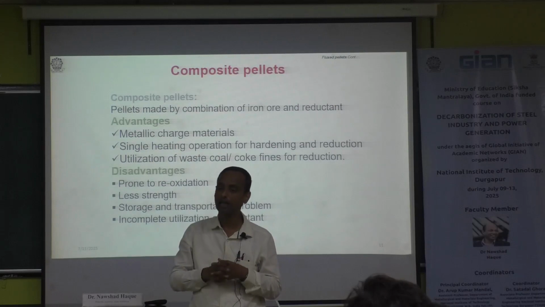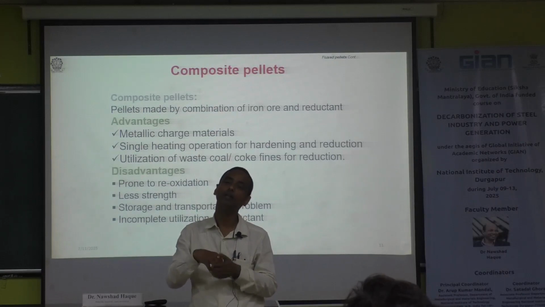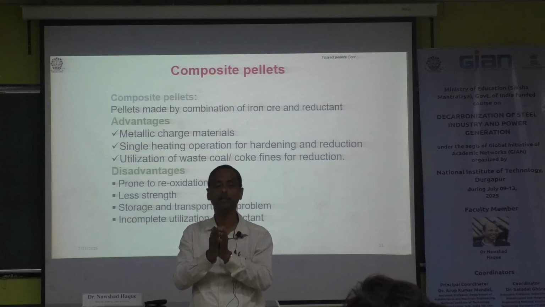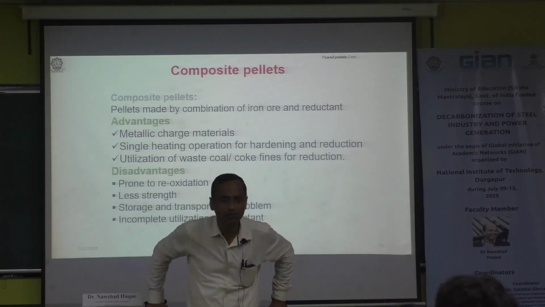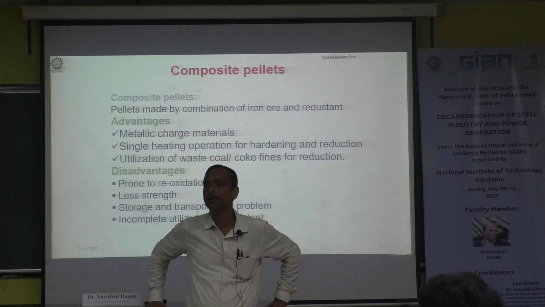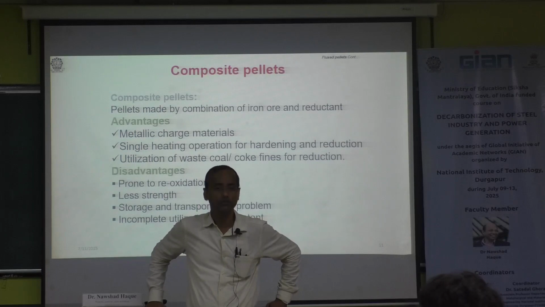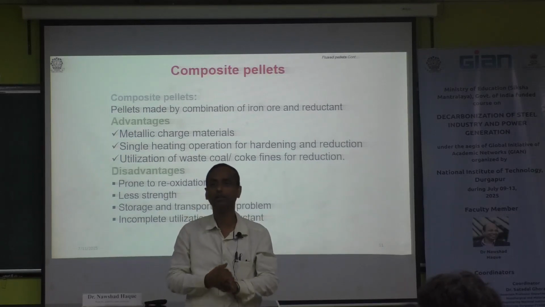In composite pellets, as the reductant is incorporated inside the pellet, when you fire it, what will happen? It will give the strength as well as the reduction. But this strength is not as high as the strength achieved during the firing of normal conventional pellets. When the reduction takes place, it will produce porosities and it will give the risk.